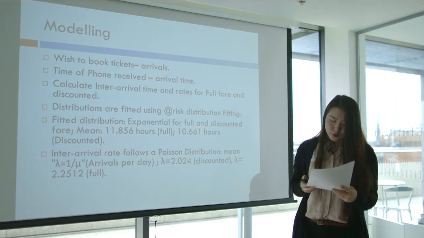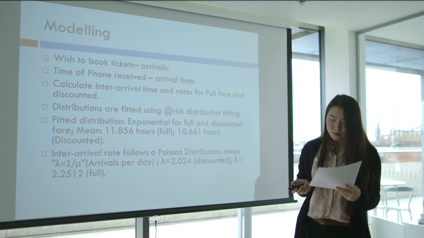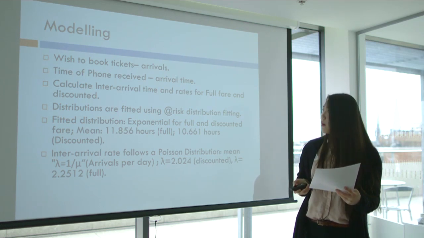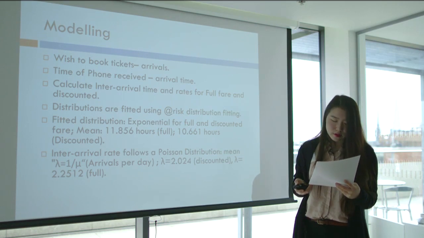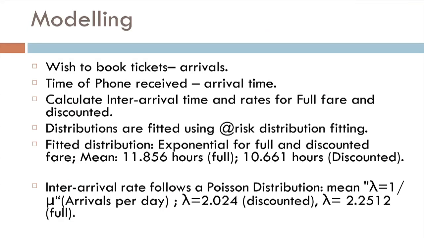But before that, we need to calculate the inter-arrival time, which is the time difference between 2 arrivals, and is denoted by the letter mu. And the inter-arrival rate, which is how many arrivals there are per unit time, is simply 1 divided by mu. The aggregated arrivals were fitted using @RISK's distribution fitting feature.